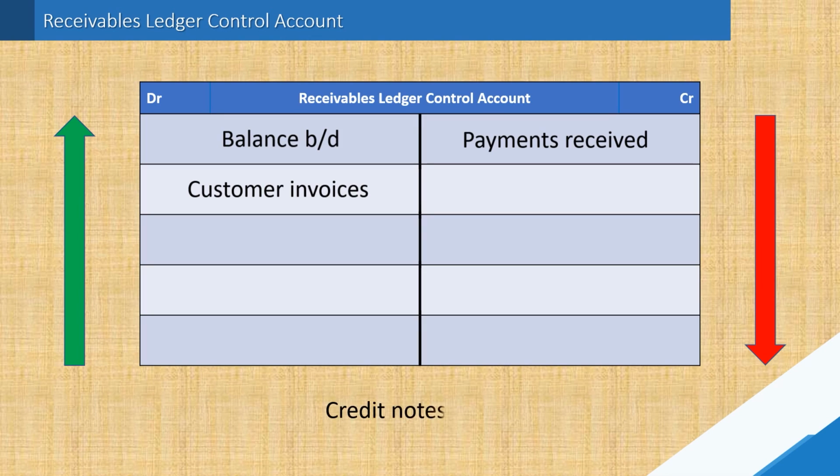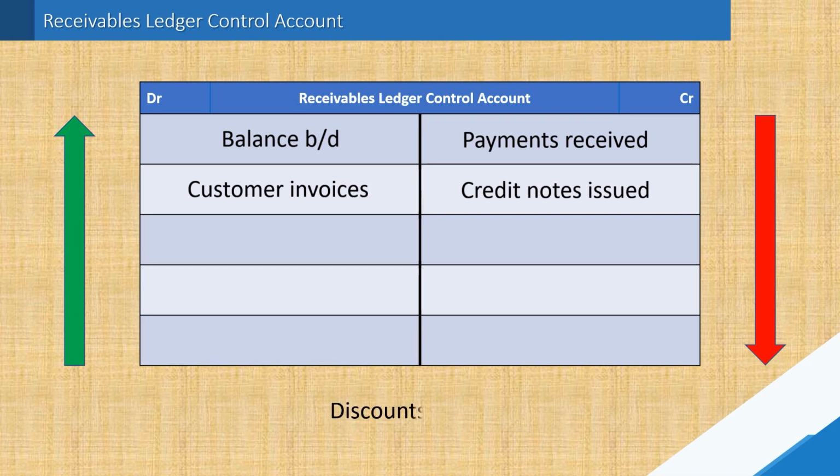Next, let's consider credit notes that are issued. If customers have to return goods because they're faulty, the business will issue a credit note. This will reduce what the customers owe, and so they're added together with the total entered as a credit.